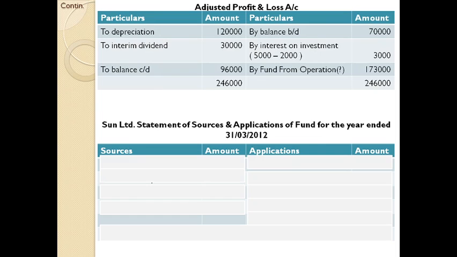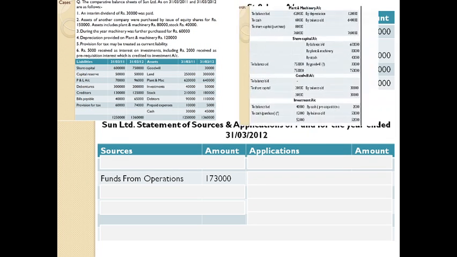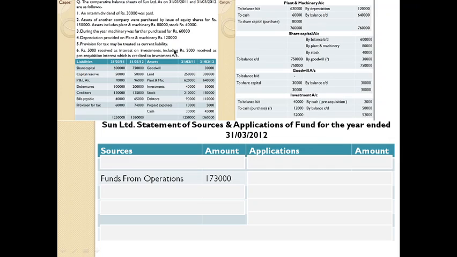And before we go into that, first of all, let us record the first item that we have found in this page. Here it is, fund from operation, 1,73,000. So we will record that one. So after fund from operation, just go through these two areas. This one is the question. This one was the non-current accounts. So before we prepare source and application of fund, remember we began with schedule of changes in working capital.